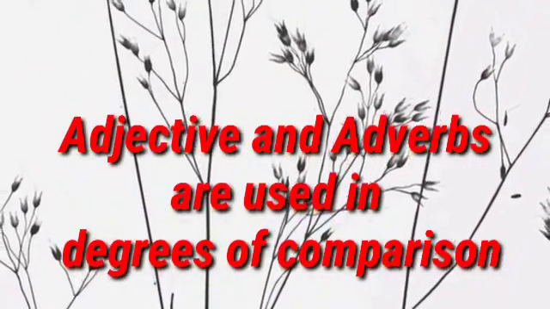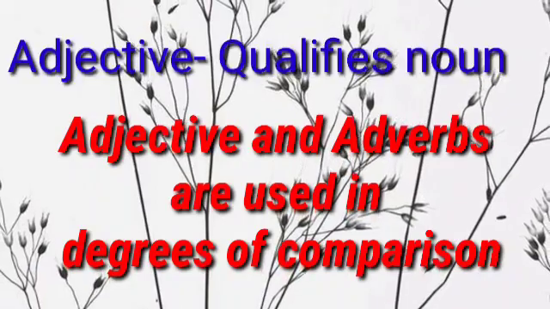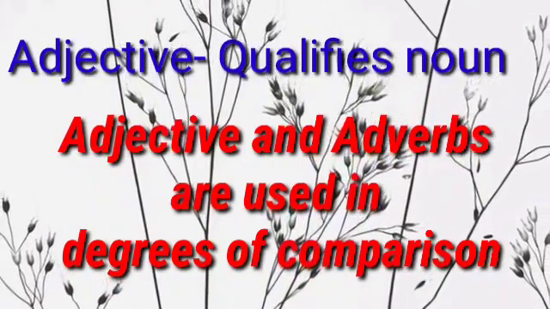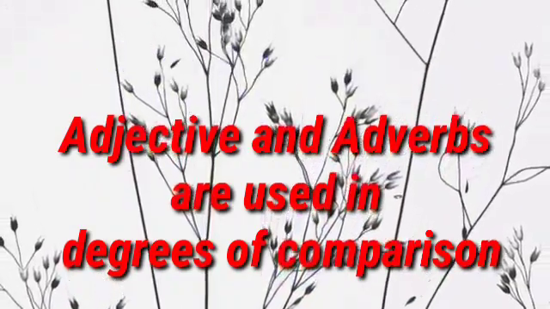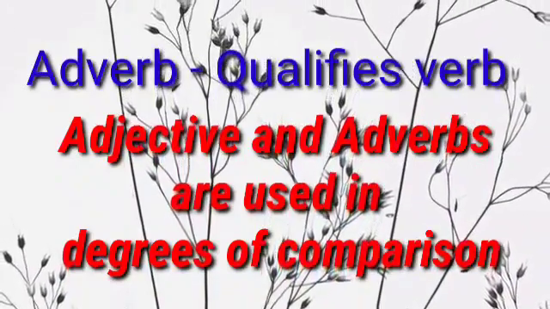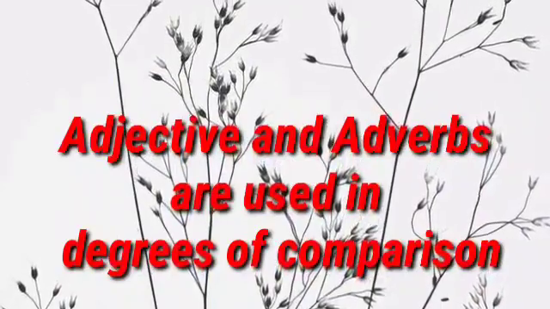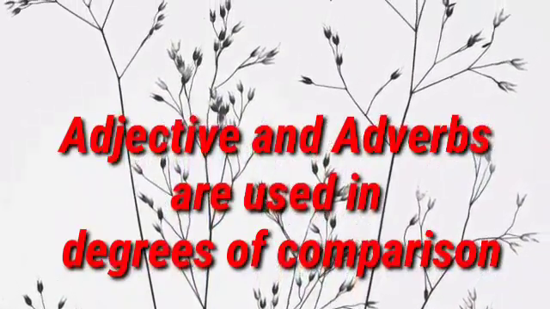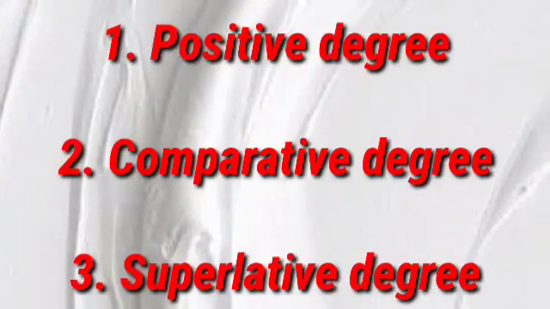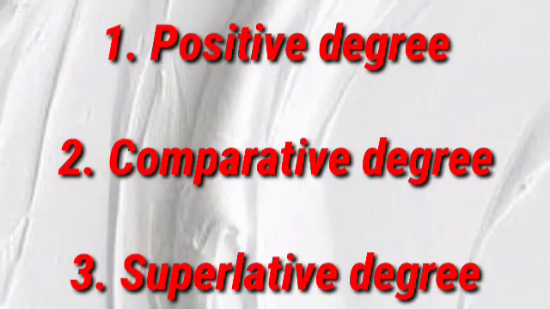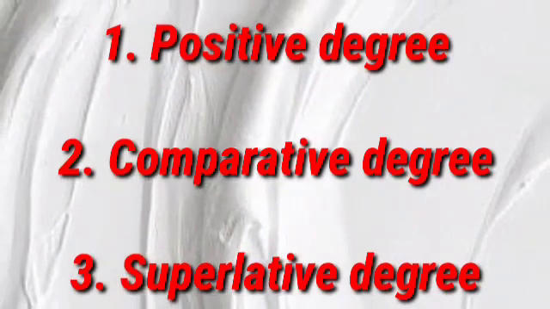Adjectives and adverbs are used in degrees of comparison. What's an adjective? A word which qualifies a noun. An adverb? A word which qualifies a verb. So both adjectives and adverbs are used in making degrees of comparison. There are three different forms in comparison. They are positive degree, comparative degree and superlative degree.